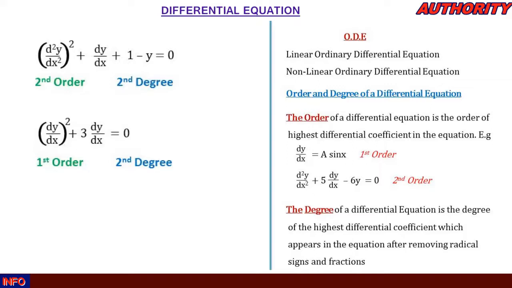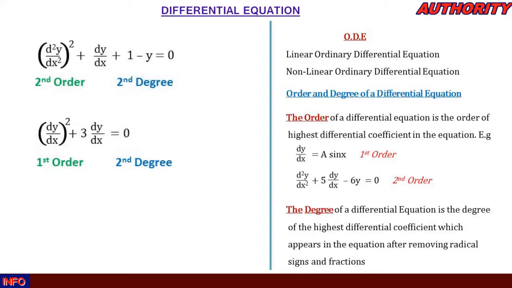Now, what is the highest derivative? We say that it is dy/dx, right? Good. What is the power of this dy/dx? We can see that we have dy/dx squared and dy/dx. So the first one is having power 2, and the second one is having power 1. So what is the highest here? The highest is 2. So we simply say that the degree of this differential equation is 2.